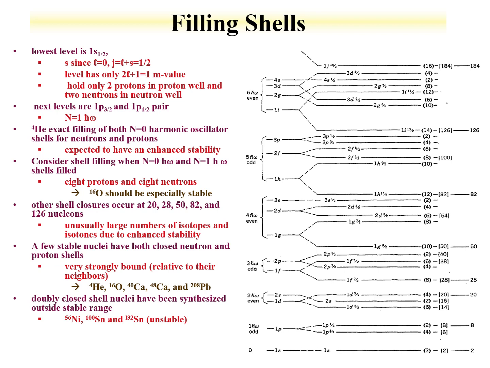A few stable nuclei have both closed neutron and proton shells. They're very strongly bound relative to their neighbors. We can also call these doubly magic nuclei, and some examples are listed here. Helium-4, oxygen-16, calcium-40 and 48, lead-208. We can also find doubly closed, doubly magic nuclei that are unstable. Examples are given here, and particularly tin-132 being one of the driving forces in the asymmetric fission distribution.